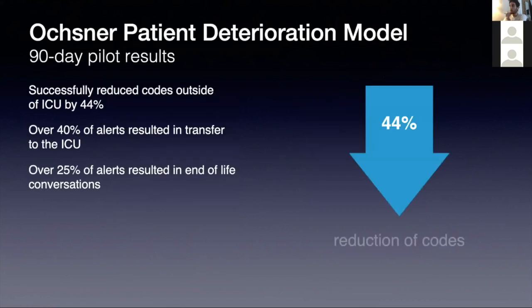And what this did was it successfully reduced codes outside of the ICU by 44%, which is amazing. Over 40% of alerts result in transfer to the ICU. Over 25% of alerts result in end-of-life conversations, which is very important. And this was just a 90-day trial. And once again, it was a 0.89 area under the curve, so a very high value, with 1 being perfect.